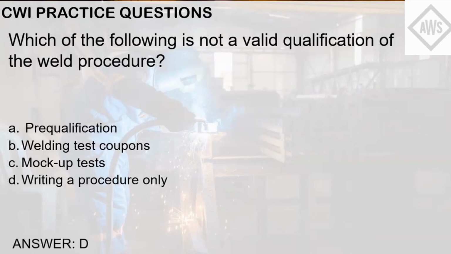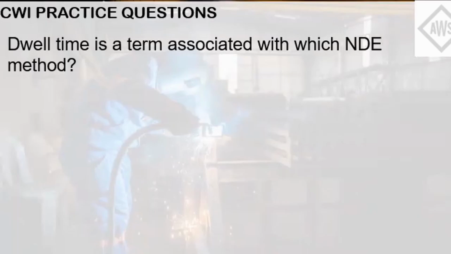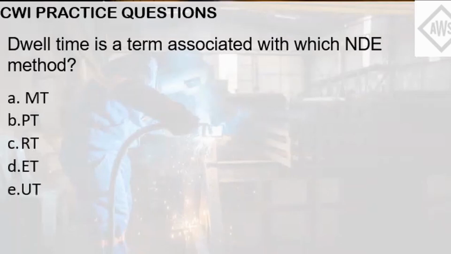So you'll need the three choices above, pre-qualification, welding test coupons, or mock-up tests, in order to qualify a weld procedure. Dwell time is a term associated with which NDE method? Letter A, MT. Letter B, PT. Letter C, RT. Letter D, ET. Letter E, UT. Dwell time is closely associated with penetrant testing.